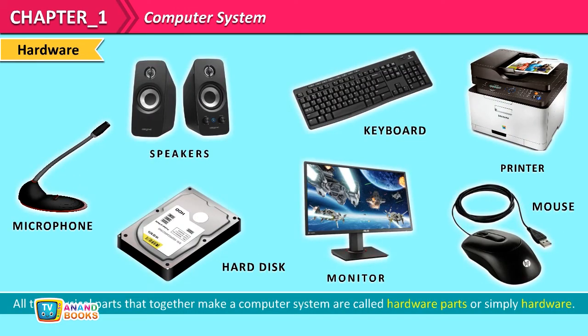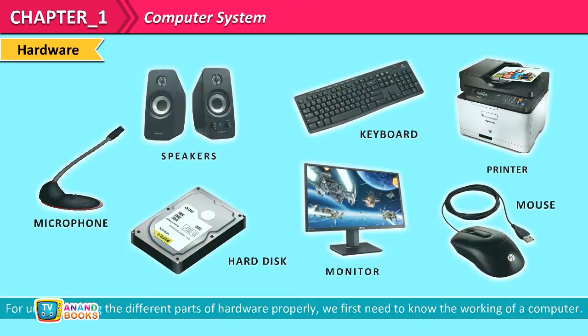Hardware. All the physical parts that together make a computer system are called hardware parts or simply hardware. These are the parts that can be touched. A computer cannot work without hardware. Keyboard, monitor, mouse, printer, speakers, microphone, and hard disk are some examples of computer hardware. For understanding the different parts of hardware properly, we first need to know the working of a computer.